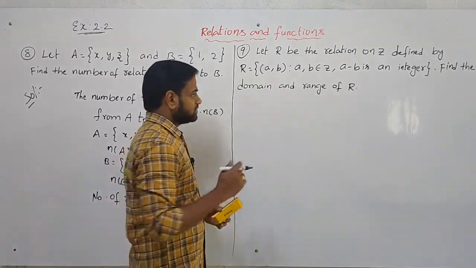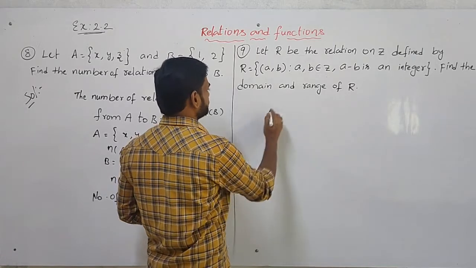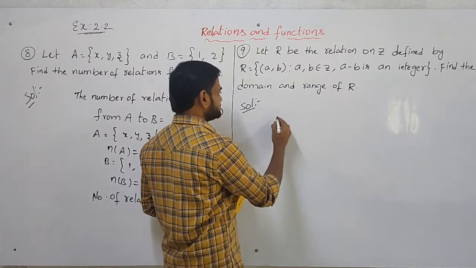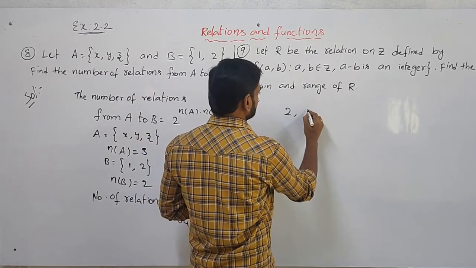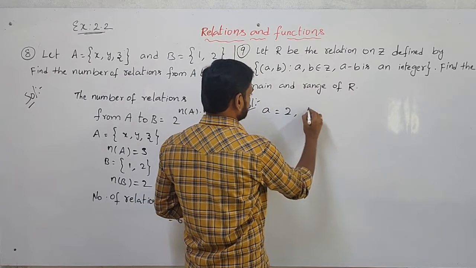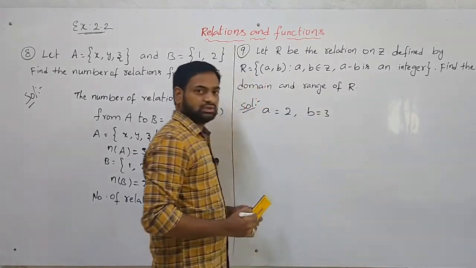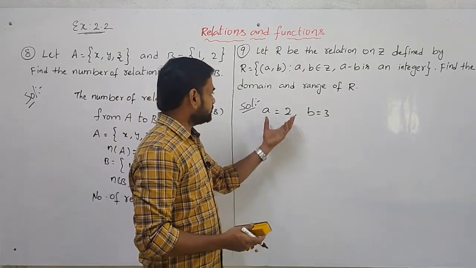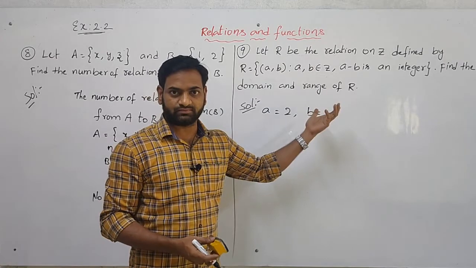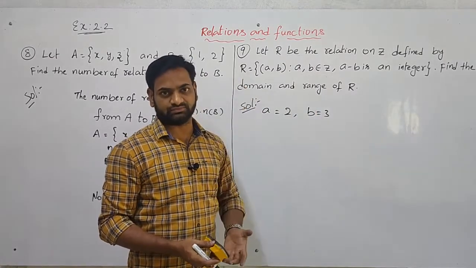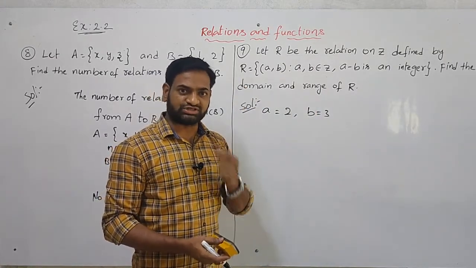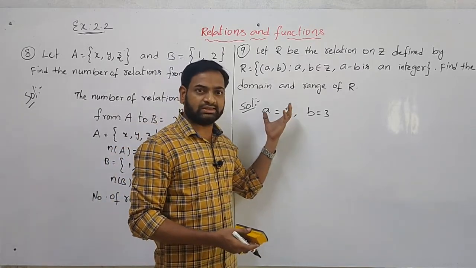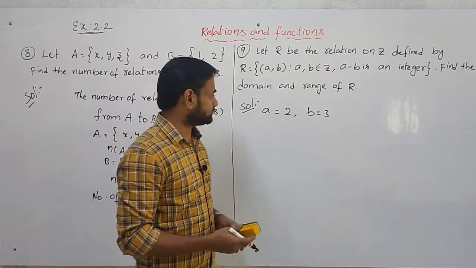Now see here, suppose I take two integers. Suppose I am taking 2 and 3. The a value is 2 and the b value is 3. These two values belong to integers only. So here you can choose any value from the integers. There are no restrictions and no conditions. You can take any integer for the a value and b value.